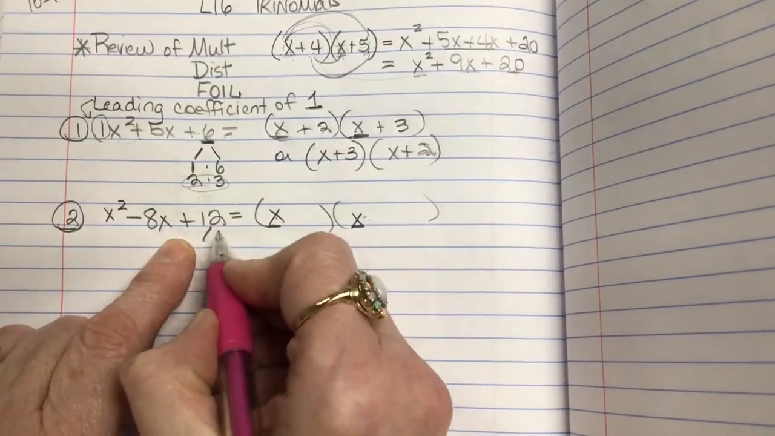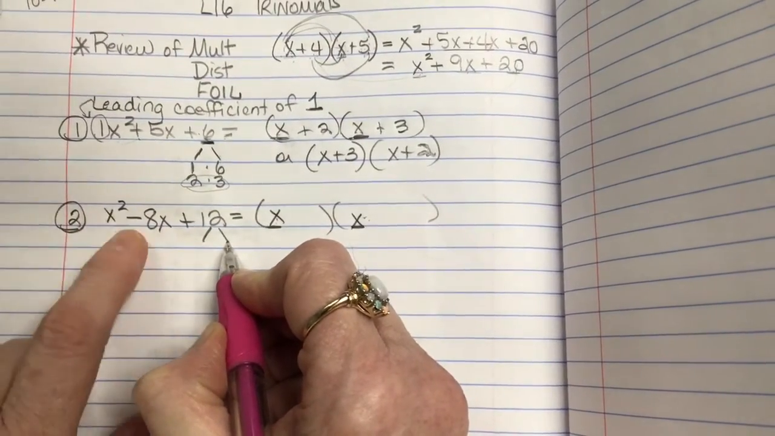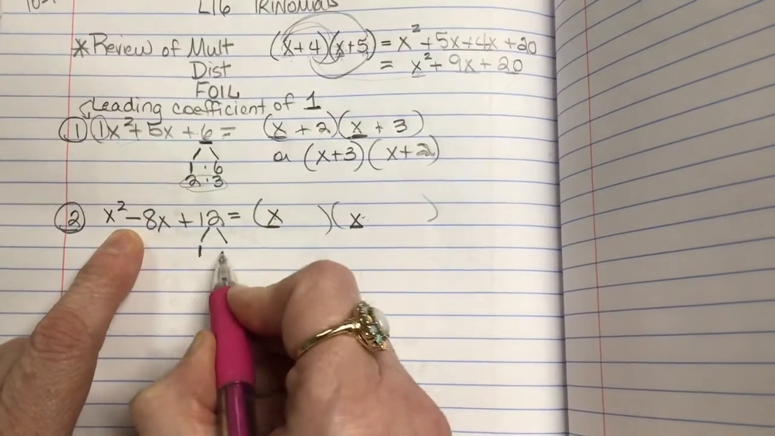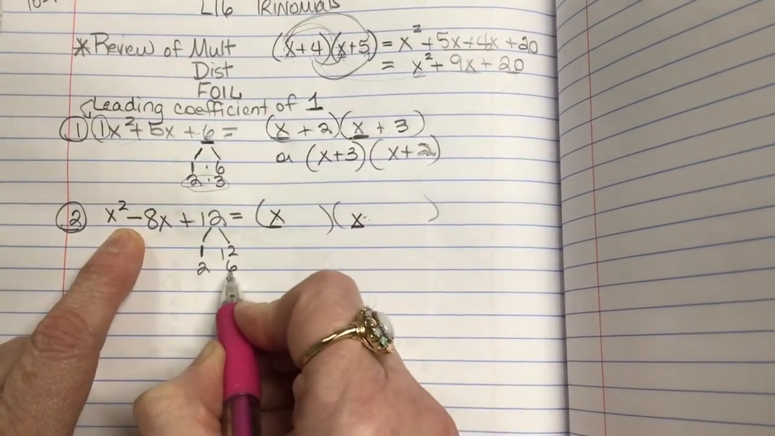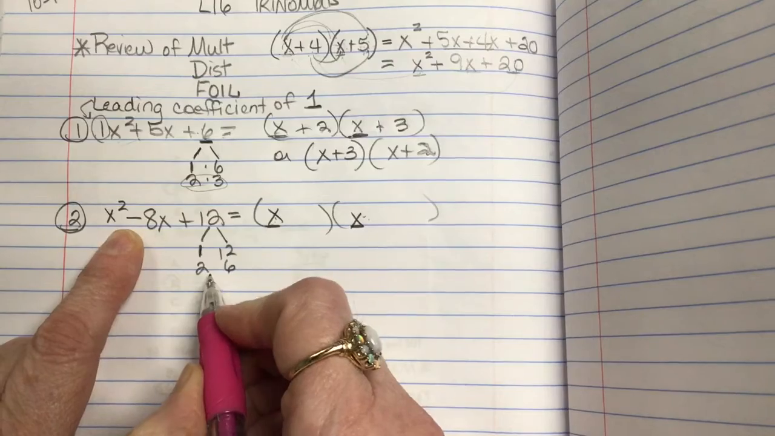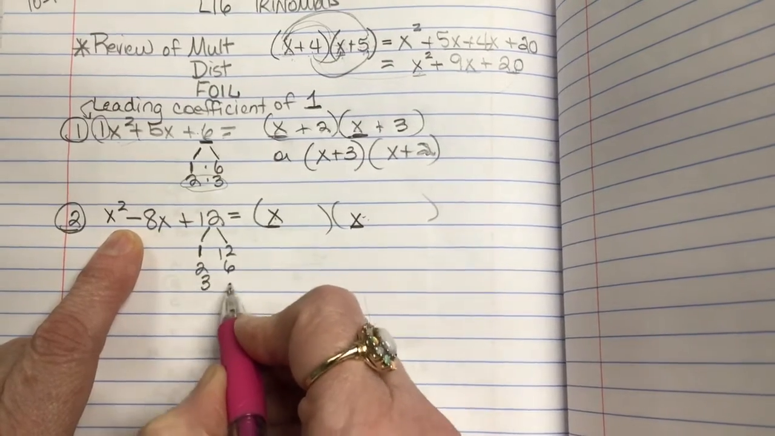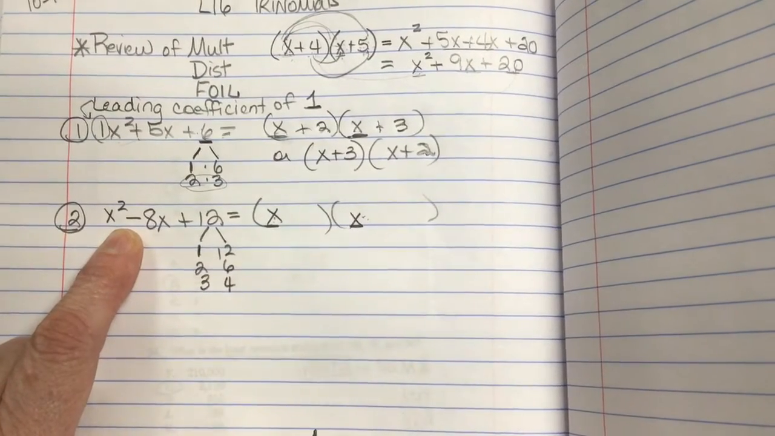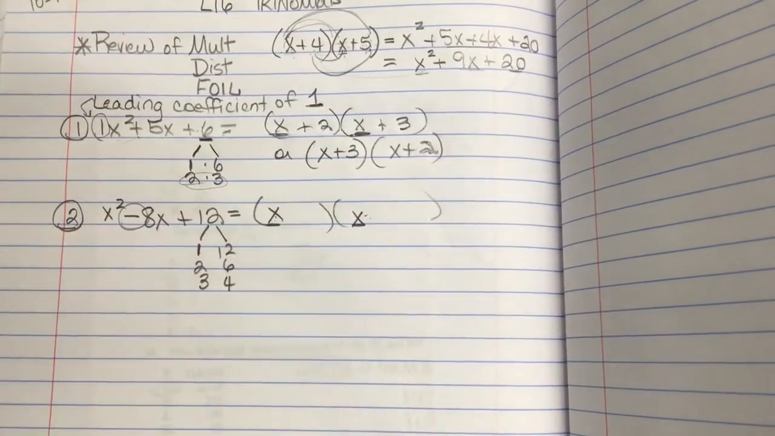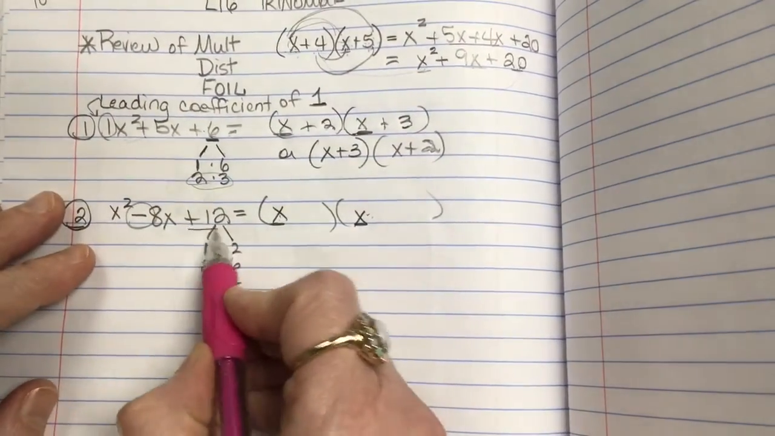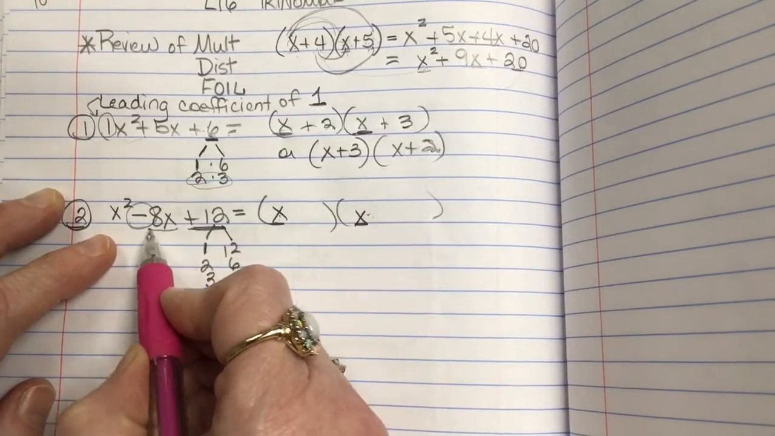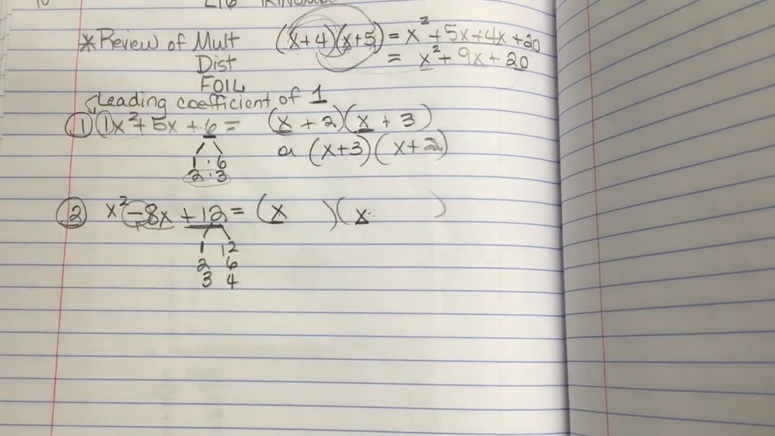Now, we need factors that will multiply to be 12, but we've also got to consider something else. 1 times 12, 2 times 6. Write all these down. Even if you're not going to do all of them, write them all down. 3 times 4. Now, what's going to be different because this is negative? How can two numbers multiply to be positive, but when we add them together, they have to be negative?